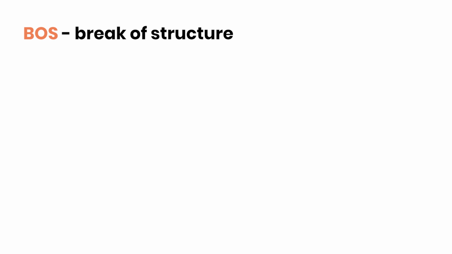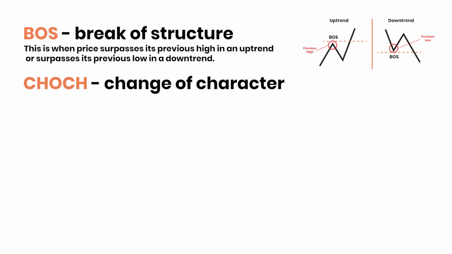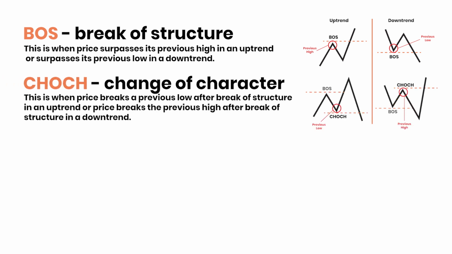BOS stands for break of structure. This is when price surpasses its previous high in an uptrend or surpasses its previous low in a downtrend. Don't worry, you'll understand as we progress in this video. CHOCH stands for change of character. This is when price breaks a previous low after break of structure in an uptrend, or price breaks the previous high after break of structure in a downtrend.